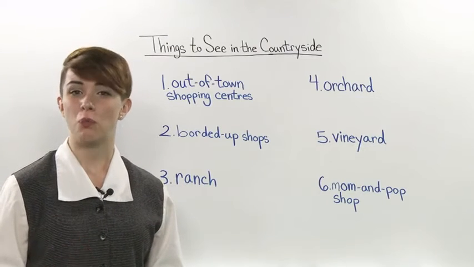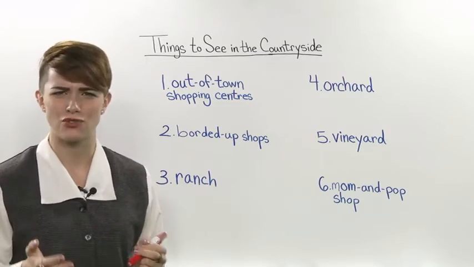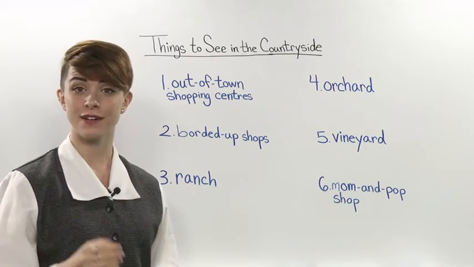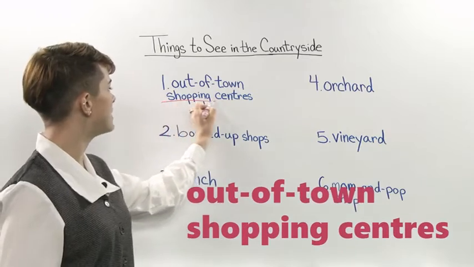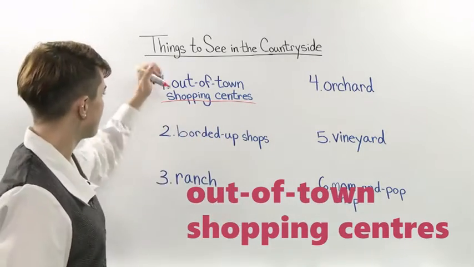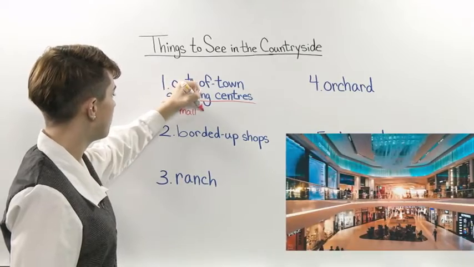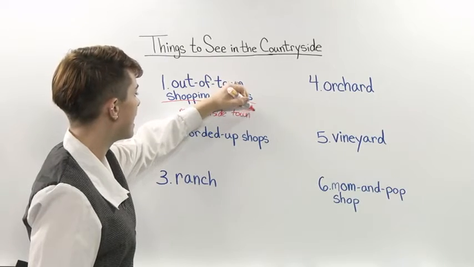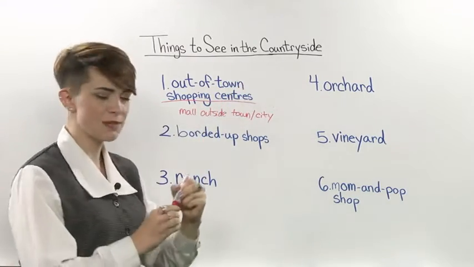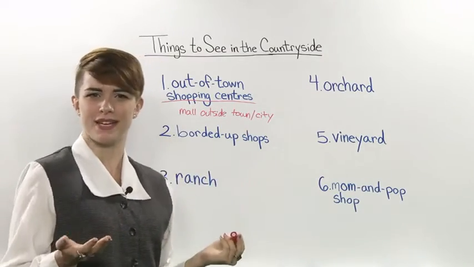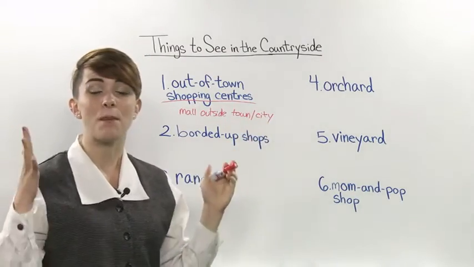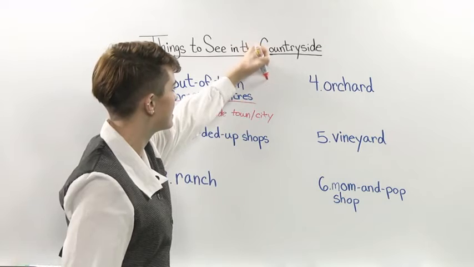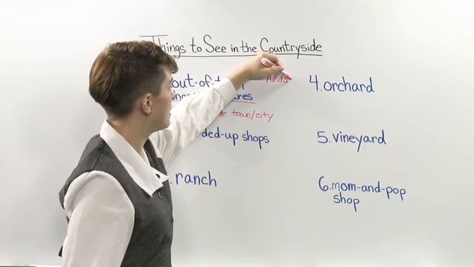Let's now focus on the ways you can describe what you see in the countryside. What can you see as you walk down the street, drive down the countryside? First on our list, we have a big word, out-of-town shopping centers. This simply means you have a mall or a plaza outside of your town or outside of your city. This means you can take your car, drive about 20 minutes outside of your town and city and find a big shopping area where you can find many popular brands such as Adidas or maybe even Aldo.